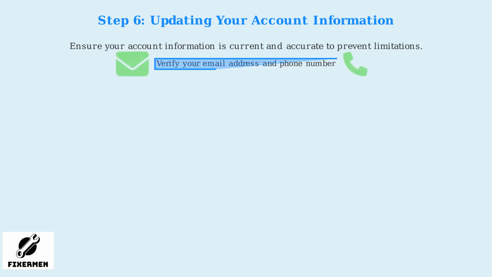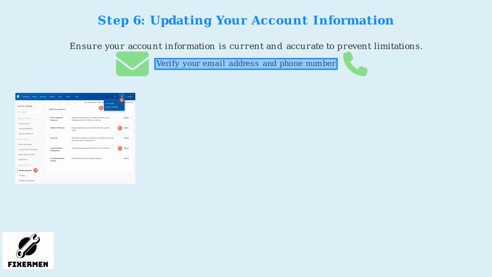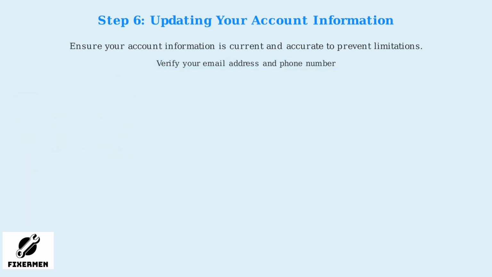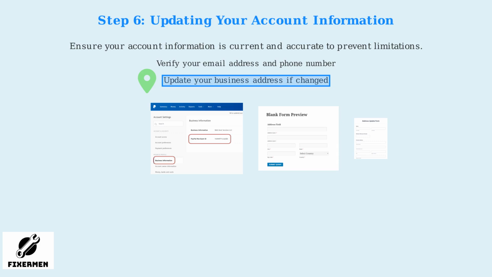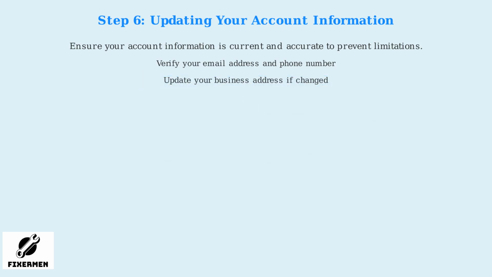First, verify your email address and phone number in your account settings. This confirms your identity and enables secure communications. If you've moved or changed your business address, update it promptly in PayPal settings. This maintains compliance with verification requirements. Remember, outdated or incorrect information can lead to account limitations. Keep everything current to maintain full access.